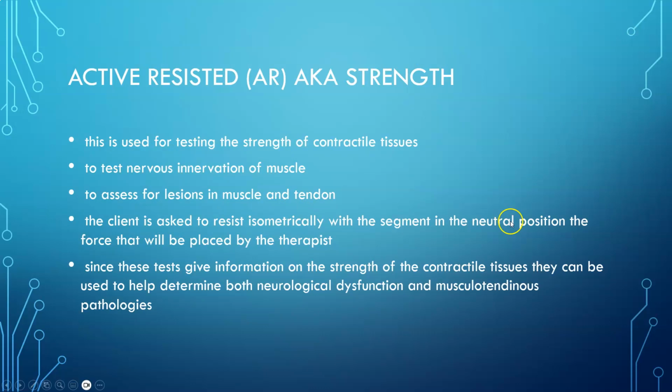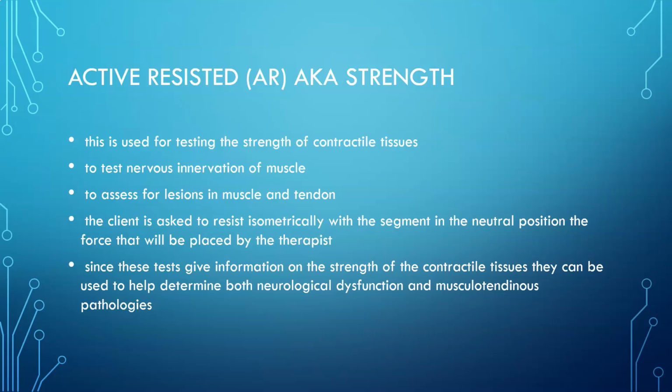Active resisted, you've already started. This is what we call strength testing. And of course, this is used for testing the strength of contractile tissues. It can be used to test nervous innervation. So obviously, if there's something wrong with the nerve that supplies the muscle, near the muscle, or even at the spinal column, then that can affect the strength of a muscle because it's not getting enough innervation. In other words, active resisted tests nervous innervation of a muscle.